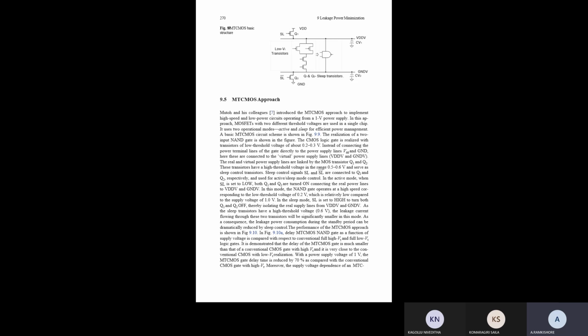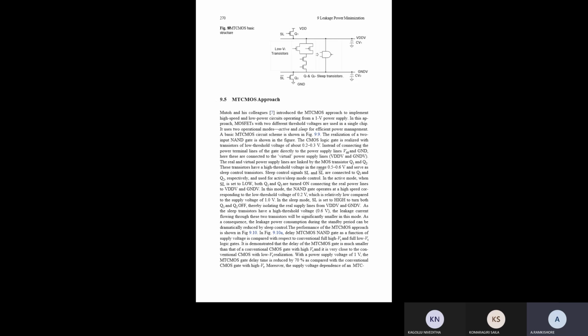And in the ground part or VSS part, it will be connected to an NMOS transistor. Whatever design we use under MT-CMOS will be operated with multiple threshold voltages. To operate with multiple threshold voltages, in the upper part we have connected a PMOS transistor to VDD, and in the lower part we have connected an NMOS transistor to ground. That is indicated as a two input NAND gate.